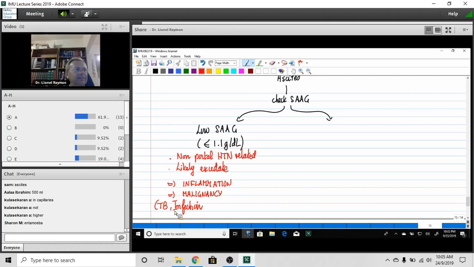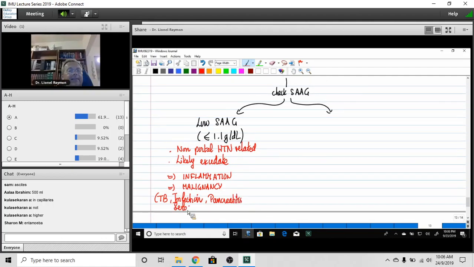Look, it doesn't have to be the liver itself. It could be close to the liver, pancreatitis, and can damage your liver. Serositis. Peritonitis, in other words. So something with inflammation or malignancy would go very well.